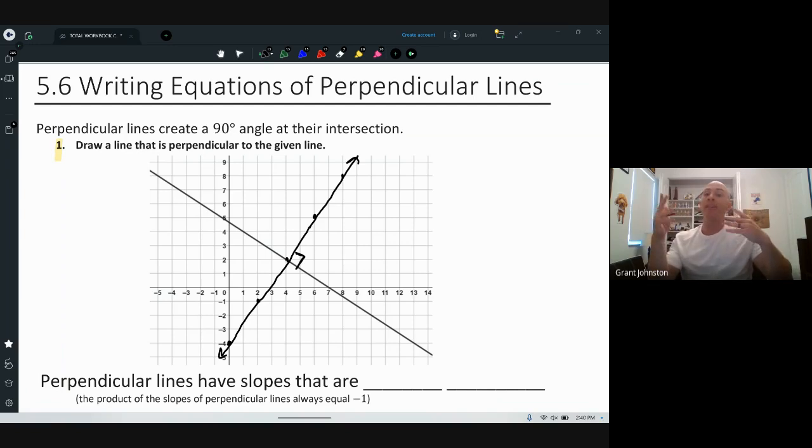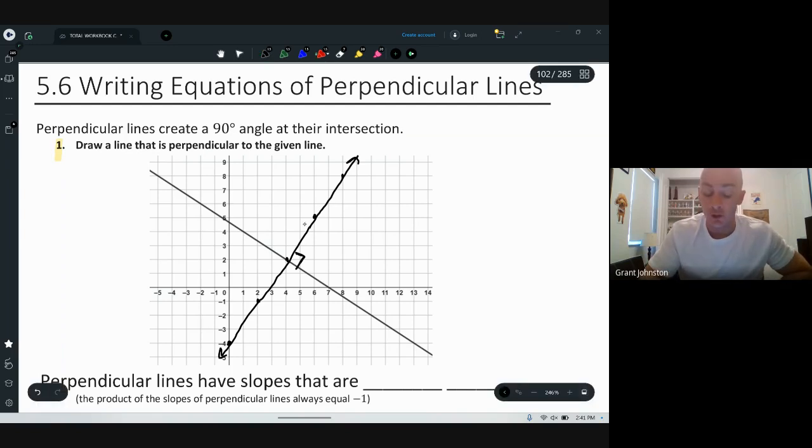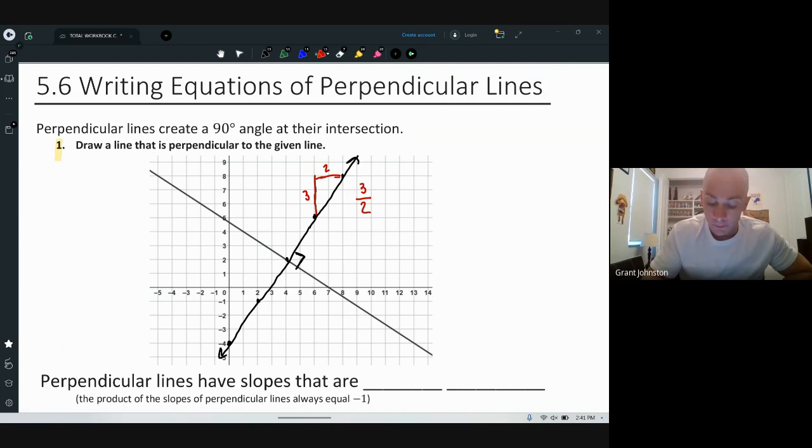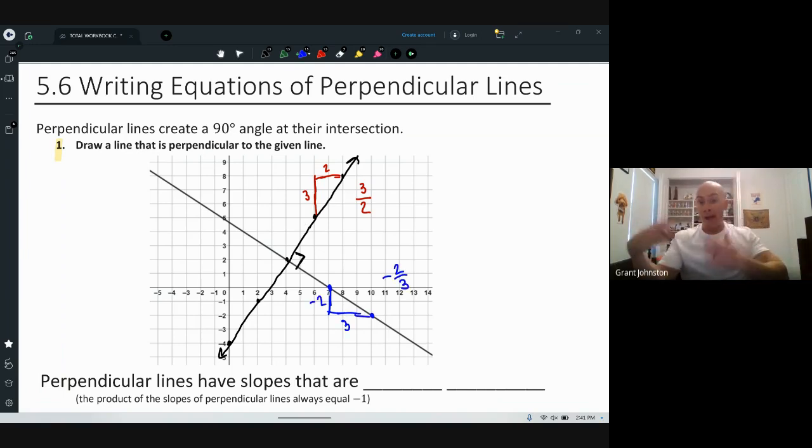Now, with parallel lines, they have the same slope. With perpendicular lines, there's a relationship that is quite different, which we're going to explore here. If I compare the slopes of these two lines, first let me write the slope of the line I just drew. It goes up 3/2, so the slope of this line is 3/2. And the slope of this line that was already there goes down 2/3, so it's -2/3.